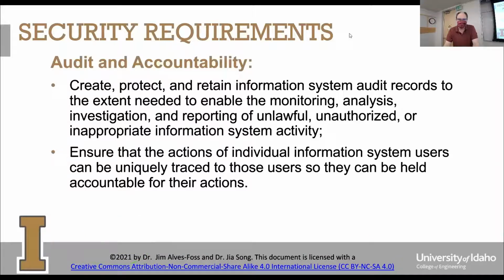So what do we use? We use what we call an audit record, or auditing. We create, protect, and retain in an information system records, logs, or audit records to the extent needed to enable the monitoring, analysis, investigation, and reporting of unlawful, unauthorized, or inappropriate information system activity. We do this to ensure the actions of individual systems and users can be uniquely traced to them. Again, hold them accountable.